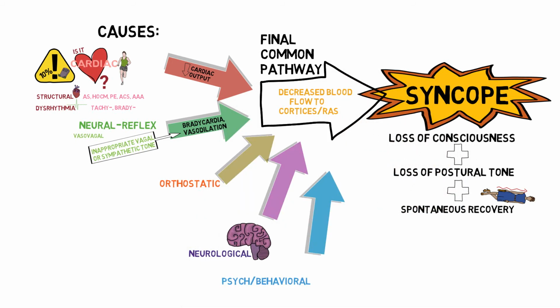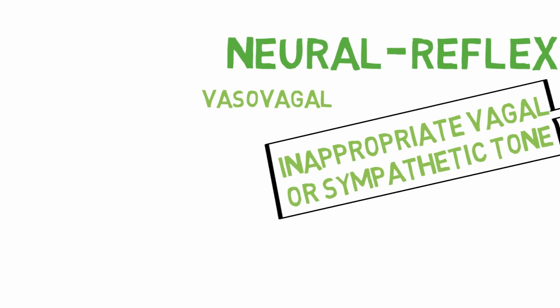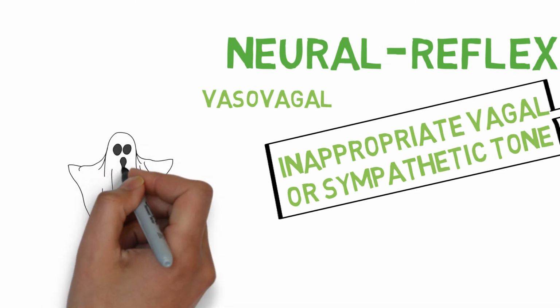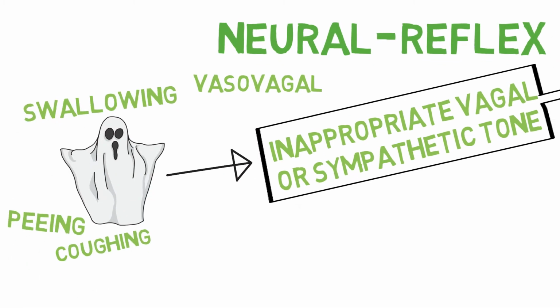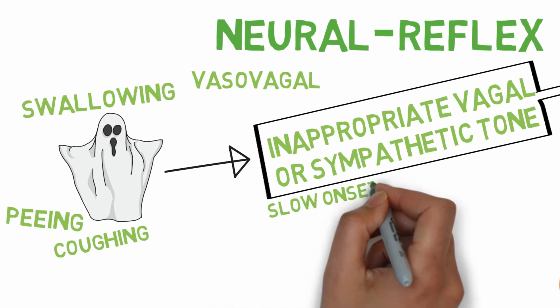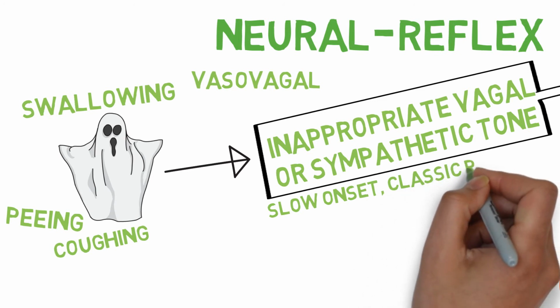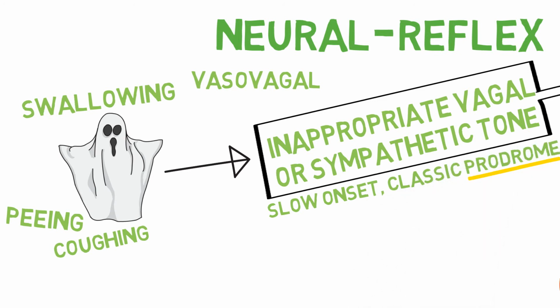This pathway can be triggered by all sorts of different things, including strong emotions, like getting scared by a ghost, or coughing, or peeing, or even swallowing. Any of these can trigger inappropriate neural tone accompanied by the slow onset of the classic prodrome, symptoms such as nausea, diaphoresis, and lightheadedness.